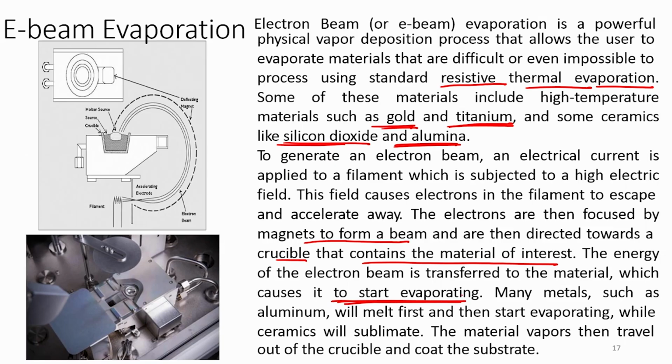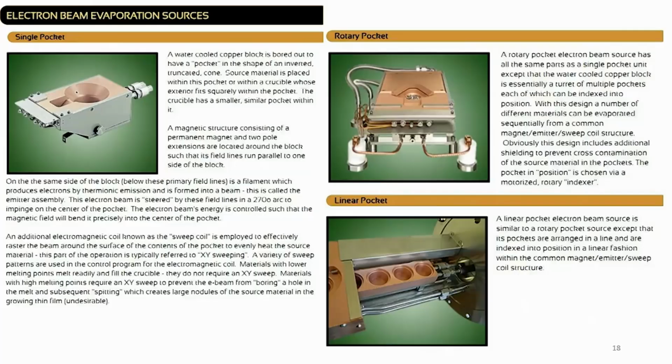Many metals such as aluminum will melt first and then evaporate, while ceramics will sublimate, we know it, right. The material vapors then travel out of the crucible and coat the substrate. Once it is melted, it will travel out of the crucible and it will coat the substrate.